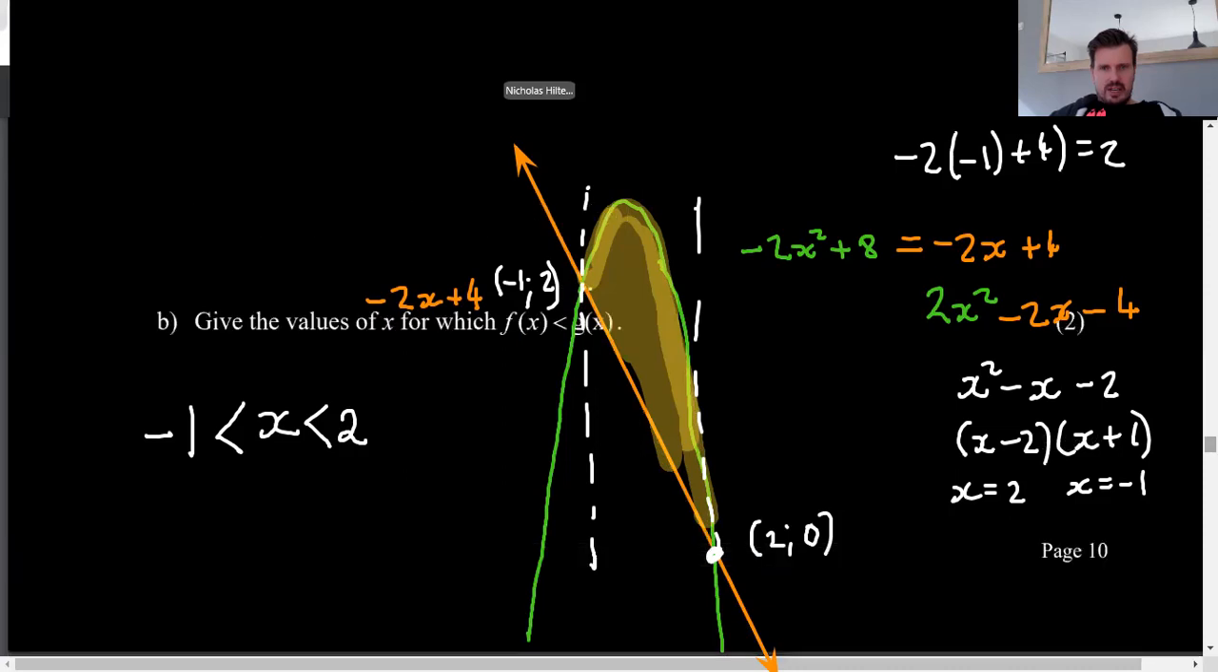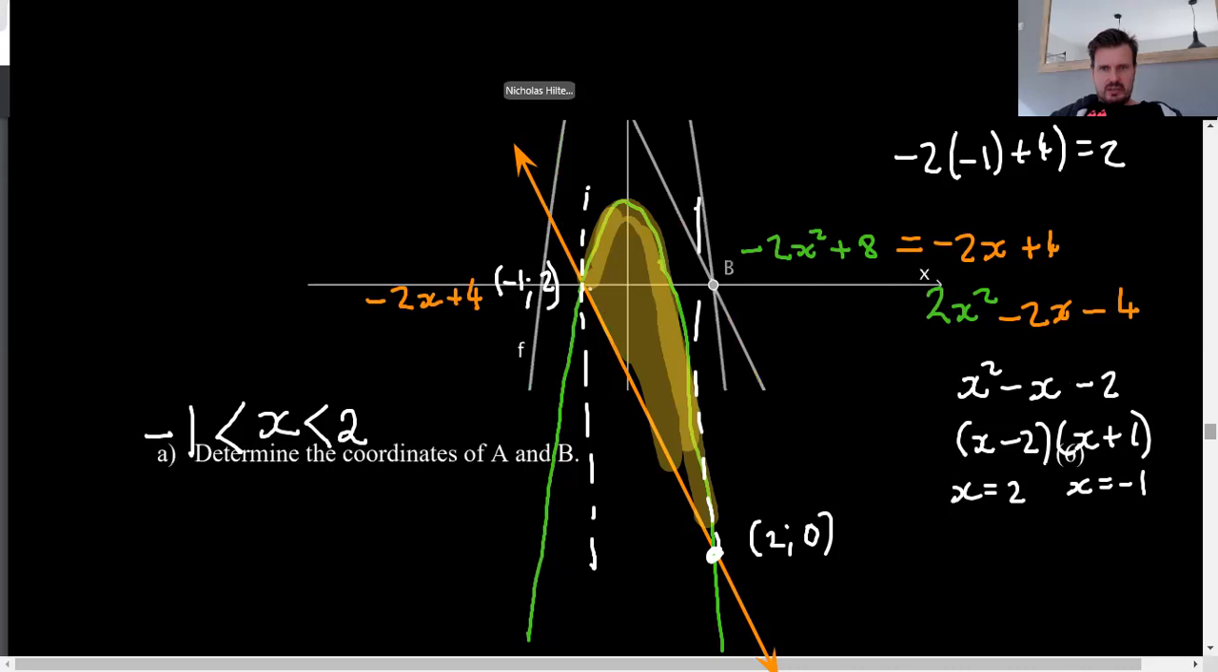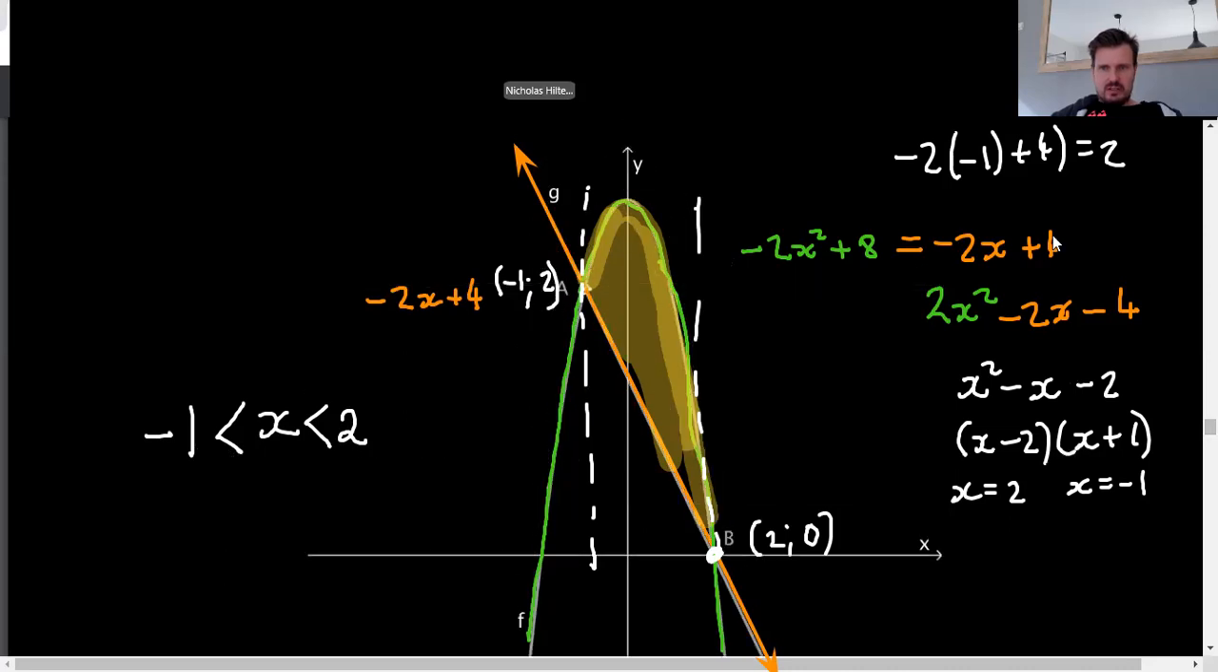Okay, for what values of x is f of x greater than g of x? So where is the parabola bigger than the straight line? Are you happy with that? Kind of. Okay, you're only kind of happy. So remember, your f of x is the parabola here, like that. And your g of x is a straight line here.